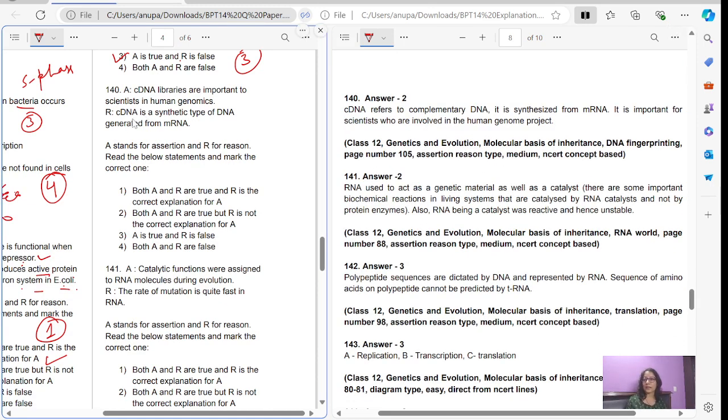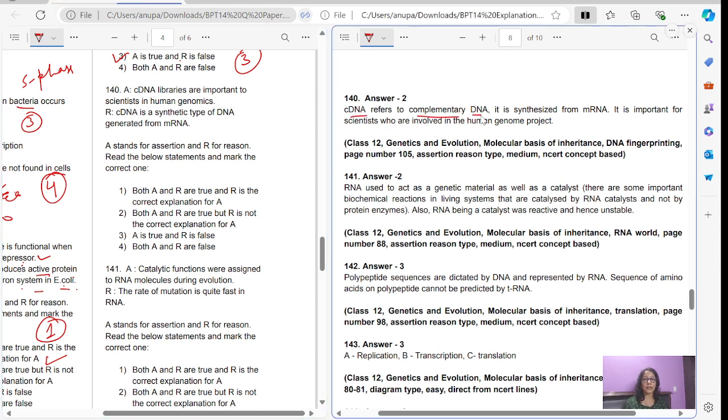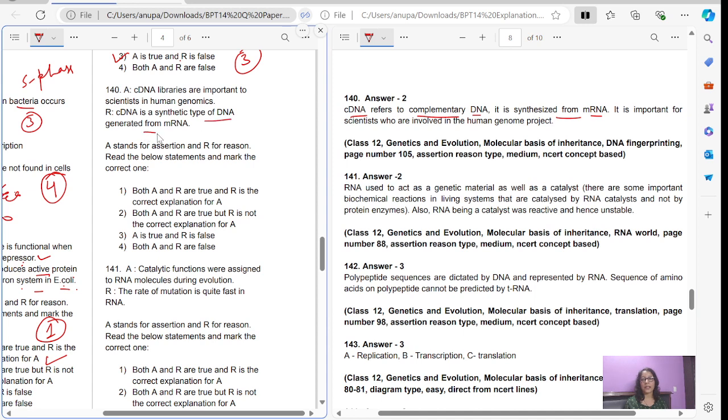Question number 140 is also an assertion and reason type question. Now let's read both statements. Assertion says that cDNA libraries are important to scientists in human genomics. So this is right. cDNA refers to complementary DNA and it is synthesized from messenger RNA. The reason is cDNA is a synthetic type of DNA generated from messenger RNA. So it is also true. It is true that cDNA is a synthetic type of DNA generated from messenger RNA, but it does not explain why cDNA libraries are important to scientists in genomics. So the answer for this question will be option number 2. Both A and R are true, but R is not the correct explanation for A. So option number 2 will be our answer.